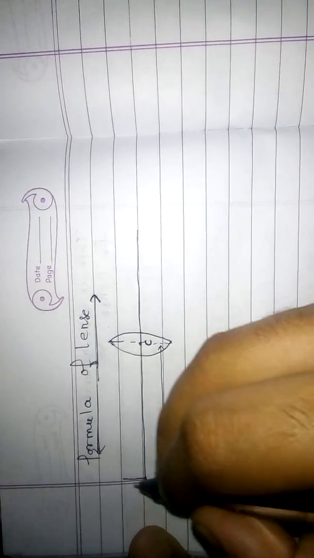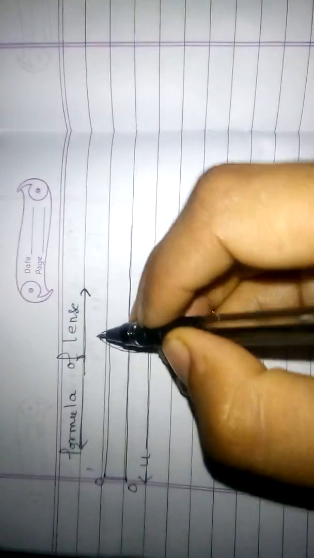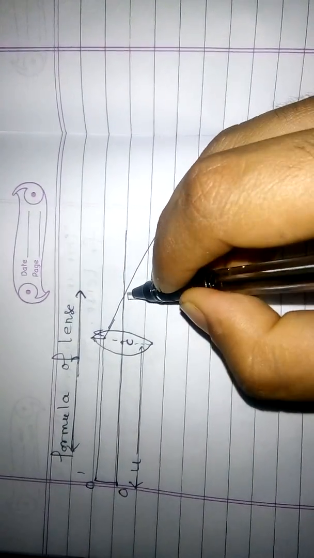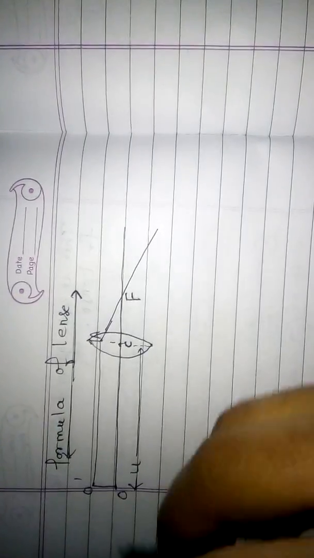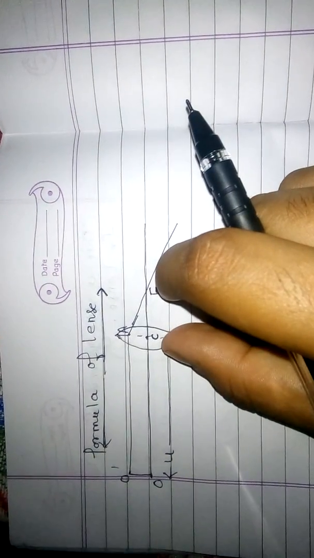Now we have to suppose an object OO dash is placed at a distance u from the lens on the left hand side of the lens. A ray is incident on the lens. It will strike at point A, then be transmitted through the lens and pass through a point called the focus point, and the distance of the focal point from the optical center is called the focal length.